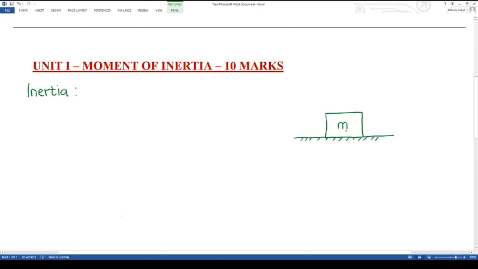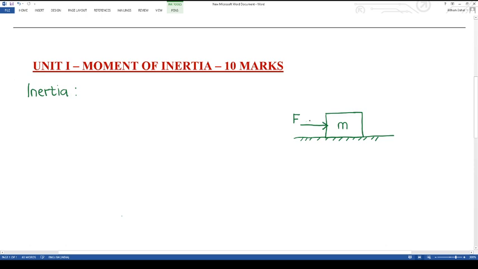Now, I want to move this block. This block will move only if I apply some external force. Now, this is according to Newton's first law of motion. Newton's first law of motion states that any body will continue to be at its state of rest until and unless we apply some external force, right?